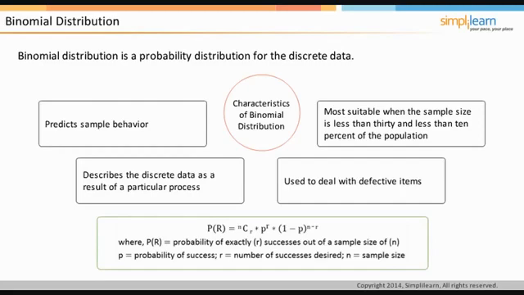The probability of exactly R successes out of a sample size of n is denoted by P of R, which is equal to nCr multiplied by P to the power of R and (1 minus P) to the power of (n minus R). In the equation, P is the probability of success, R is the number of successes desired, and n is the sample size. To continue discussing the binomial distribution, let us look at some of its key calculations in the following screen.